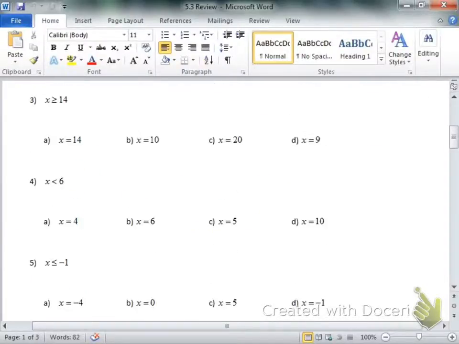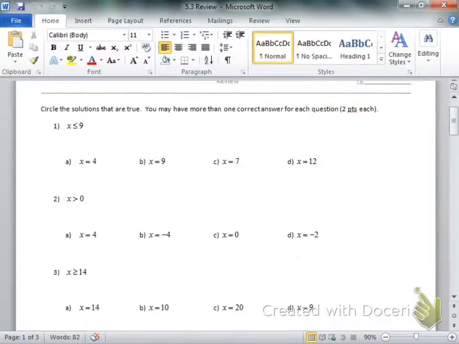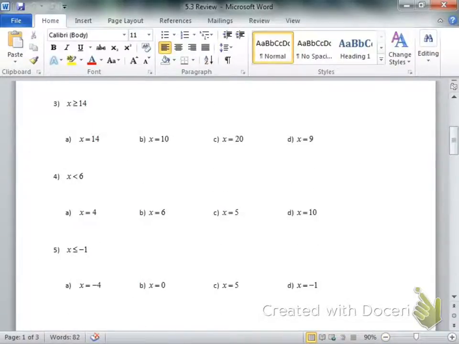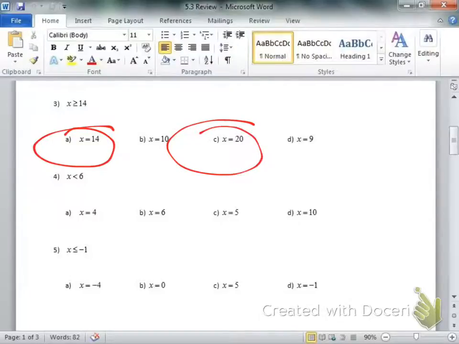Alright, let's go down. Let's make it a little smaller, see if we can fit the rest of them. Alright, so number 3, we want the x's that are greater than or equal to 14. So A and C. 10 does not work, 9 does not work. Good. Number 4, we want less than 6. 4 and 5. Good. It's not an or equal to, so B doesn't work, and 10 is obviously not less than 6, so that one doesn't work either.